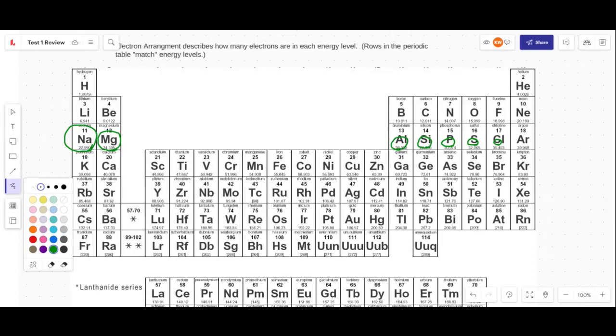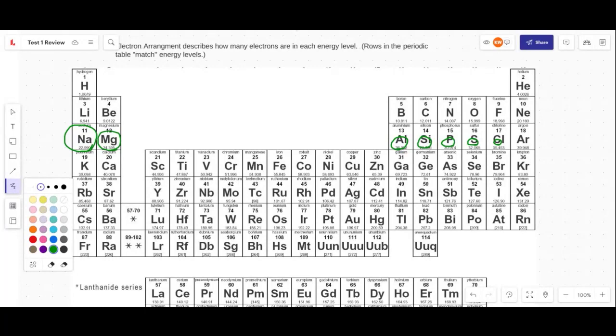Does that kind of make sense? Is it the atomic size that's the nucleus? Yeah, the size of the nucleus might be increasing, but the atomic size is decreasing because the nucleus is pulling those electrons in.